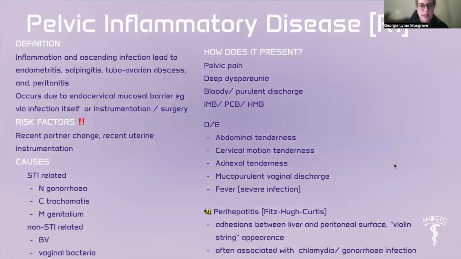To start us off with pelvic inflammatory disease, it's inflammation and ascending infection that leads to endometritis, salpingitis, tubo-ovarian abscesses, and peritonitis.